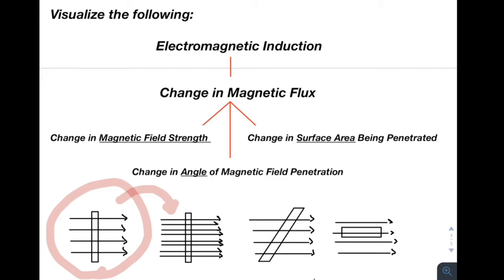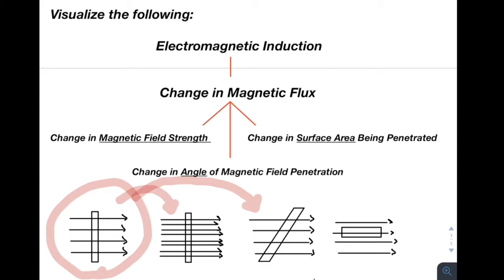So in this third scenario over here, what we're changing is the rotation of the object. So we're changing the angle of magnetic field penetration. The magnetic field strength is the same because we have 4 field lines for each, but the angle of penetration is changing, so that will result in a change in magnetic flux, which will therefore cause an electromagnetic induction to occur.